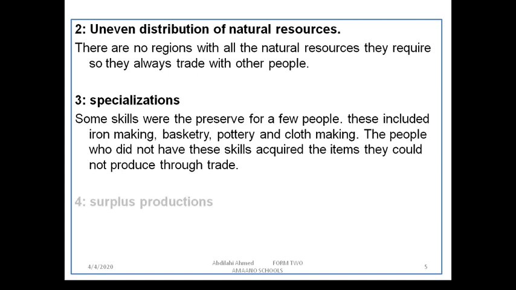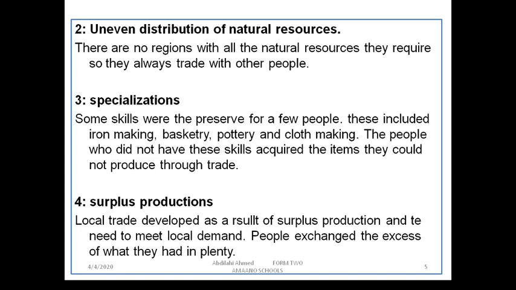The last reason behind local trade starting was surplus production. When you have a farm and you have what your family needs, what would you do with the extra? You would trade automatically. That's exactly what they did. So surplus production was also there. Local trade developed as a result of surplus production and the need to meet local demand. So people exchanged the excess of what they had in plenty.